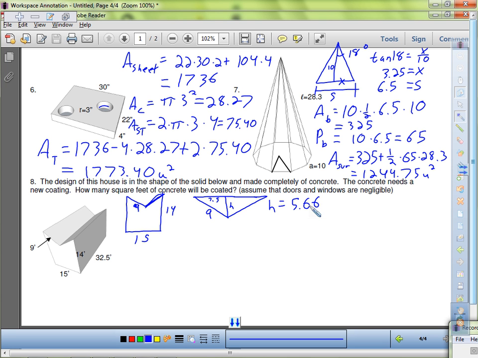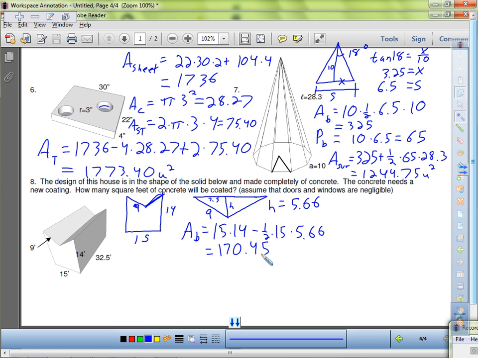At this point, I can now solve for the area of the base, the area of this flat surface, right here. Because that's just the area of this rectangle, 15 times 14, minus the area of that triangle, which is right here. So that would be 1/2, 15, times the height, which I got to be 5.66. Solve for that area of the base, and I get 170.45.